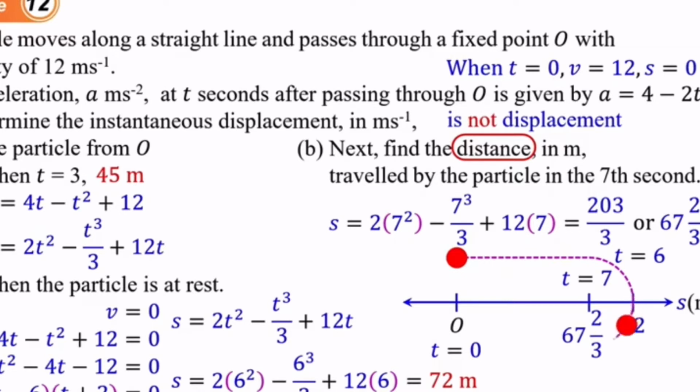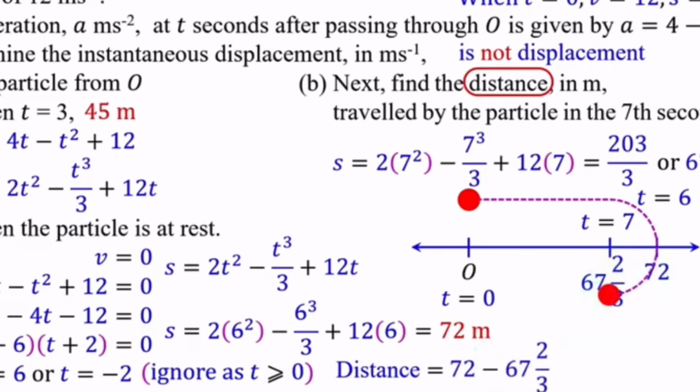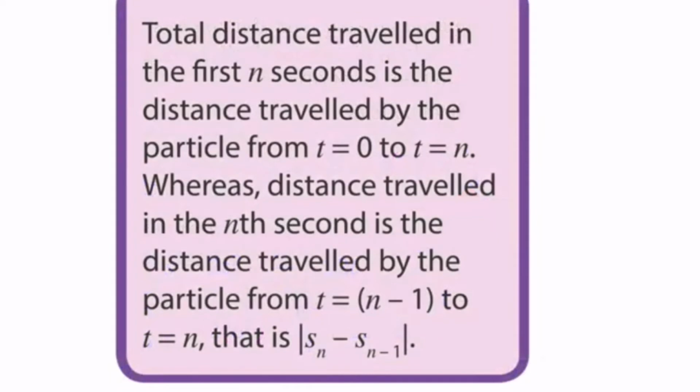So normally we always spend time to draw and sketch the movement of the particle from the starting point to the time whereby the particle stops, and then to the time that the question is asking for the distance. Alright? So let's have a look at another example. This is another concept whereby Sn minus Sn minus 1 is the distance in the nth second. So you can use this formula to help you solve the problem.